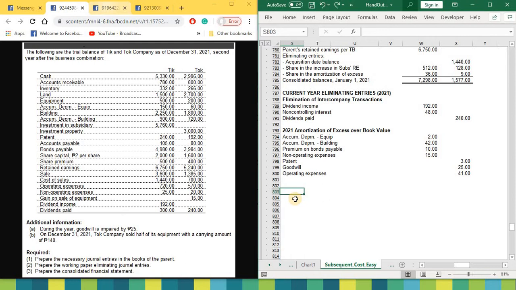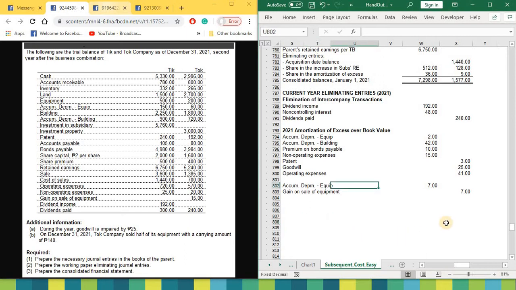So the eliminating entry is debit accumulated depreciation for the remaining unamortized excess related to the equipment, which is 7 pesos. Again, the unamortized excess for the equipment is 14 pesos. However, only half was sold. That is why only 7 pesos must be fully amortized. Then our credit is 7 under the account gain on sale of equipment. So after this eliminating entry, the gain on sale of equipment that will appear in the consolidated financial statement is 15 pesos plus 7 pesos or 22 pesos.